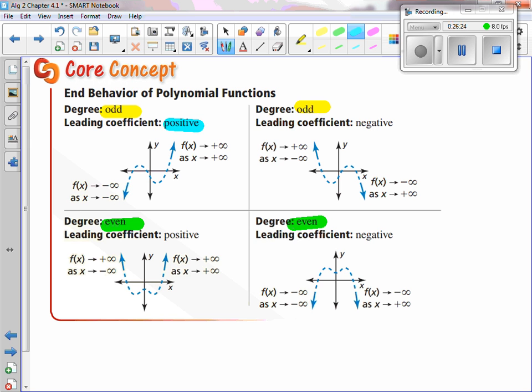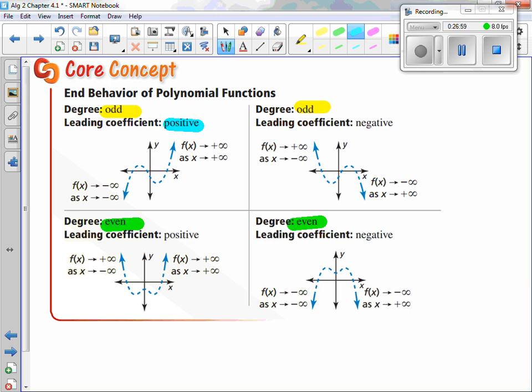And f of x approaches infinity as x approaches infinity. So odd and positive is going to do this here. Now odd and negative, the next one. It says f of x approaches infinity as x approaches negative infinity, and f of x approaches negative infinity as x approaches infinity. That's just what the chart says, doesn't it?